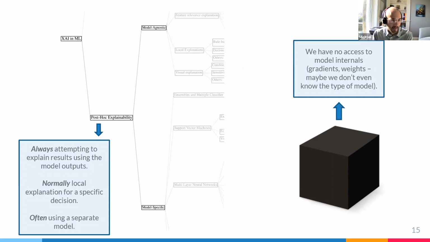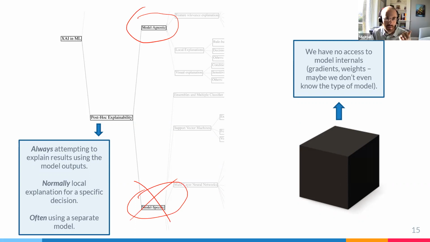Normally, we mean a specific decision we're looking to explain, so a local explanation as opposed to a global explanation. And often we do this by using a separate model, a so-called surrogate model. We'll see here that these divide into model agnostic and model specific techniques. I'm going to focus on model agnostic techniques in this talk, just because I think they're the more interesting, and also the more relevant, the more useful, because in practice we quite often don't have access to model internals.